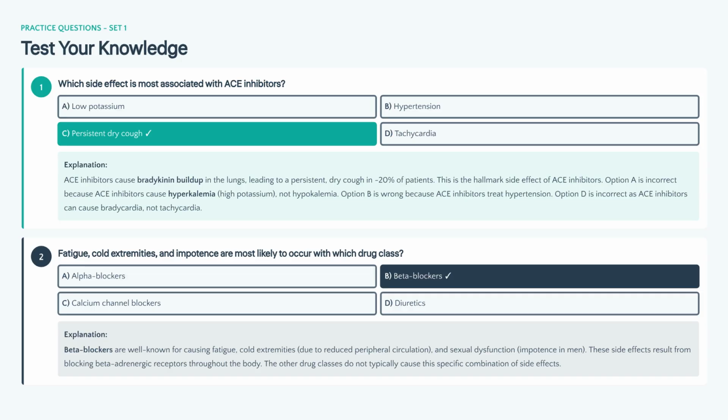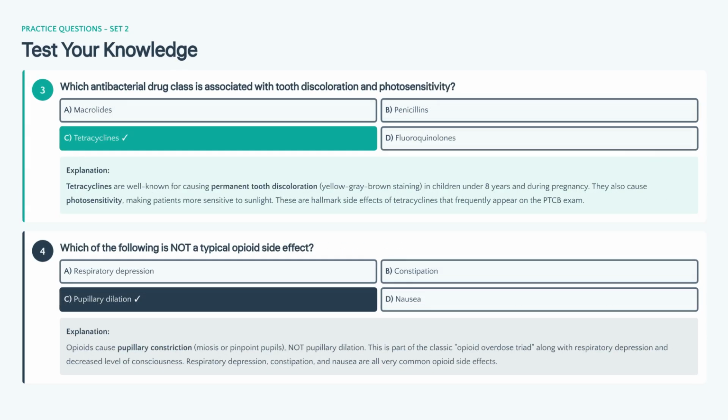Test your knowledge. An ACE inhibitor's most associated side effect is a persistent dry cough. Fatigue, cold extremities, and impotence are most likely to occur with beta blockers. The antibacterial drug class associated with tooth discoloration and photosensitivity is tetracyclines.